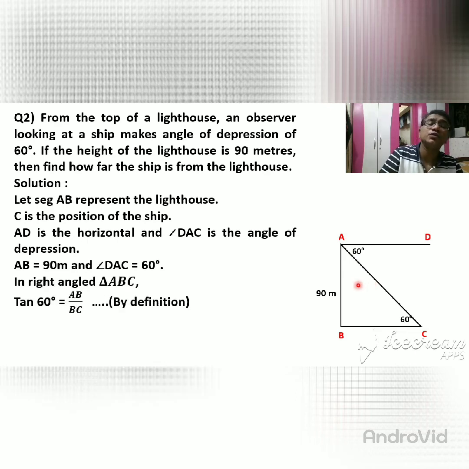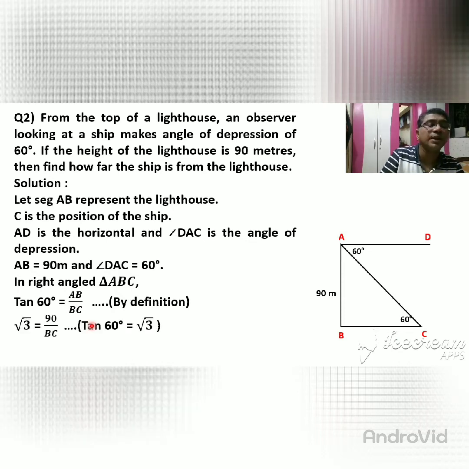So here we want to find tan theta. Why? Because the height is given, and with the help of that you can find this. Tan means opposite divided by adjacent. For 60 degrees, opposite is AB, so I write AB. Adjacent is BC, so I write BC. So tan 60 is equal to AB upon BC. So I substitute the value. Tan 60 value is root 3, so I write root 3.